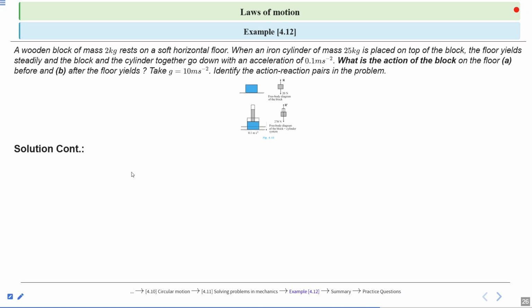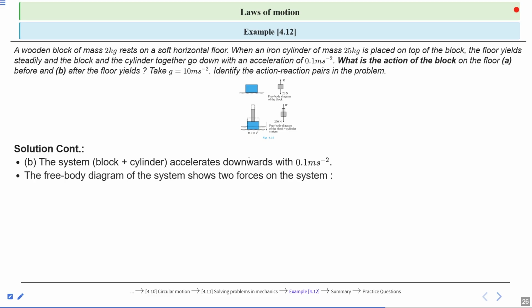So we can say here the system of block plus cylinder. In the second case, the mass increases. The mass of block plus mass of cylinder accelerates downwards with an acceleration of 0.1 meter per second square. The free body diagram of the system shows two forces on the system. If we talk about this system, there are two forces again. Yes or no? So first is the force of gravity due to earth, that is 240 Newton. 240 Newton. This is clear?